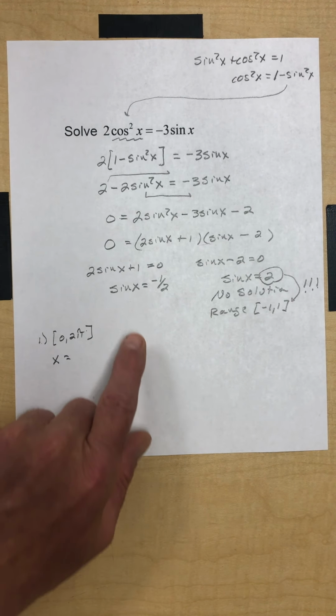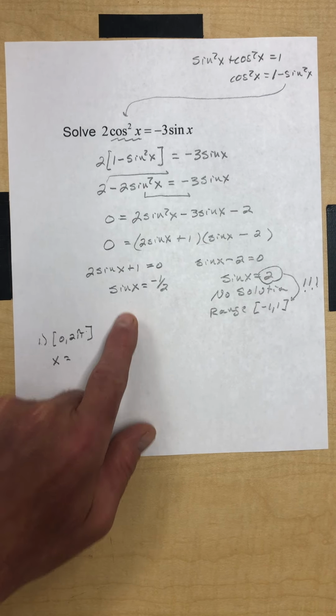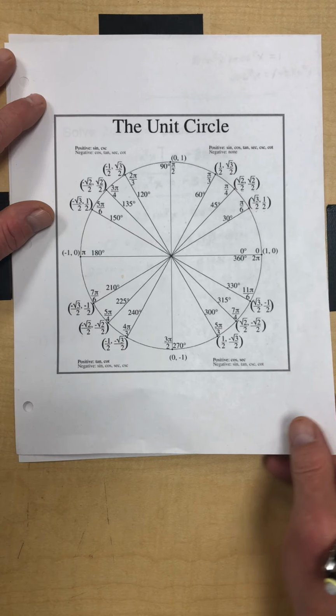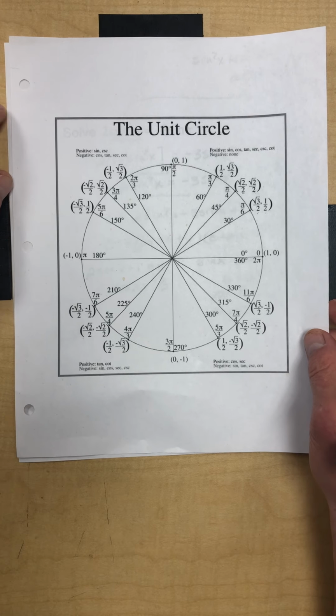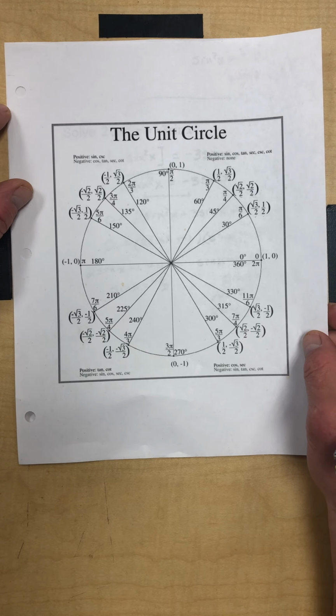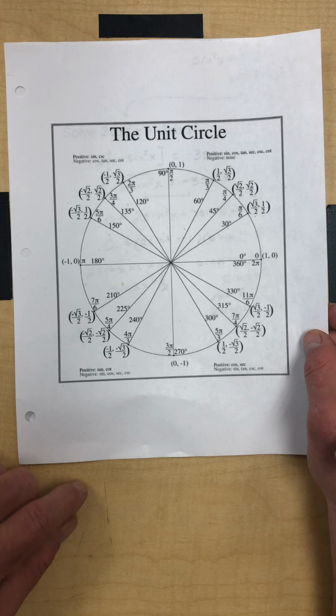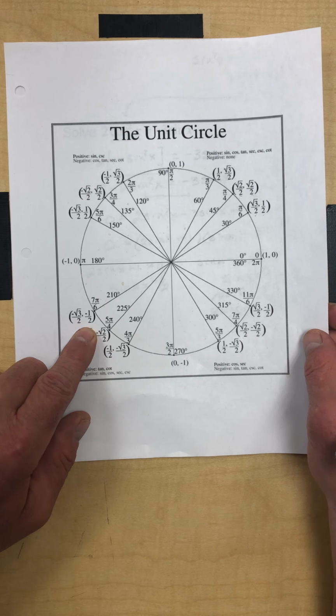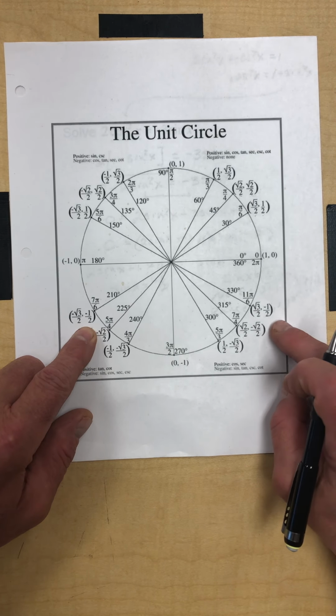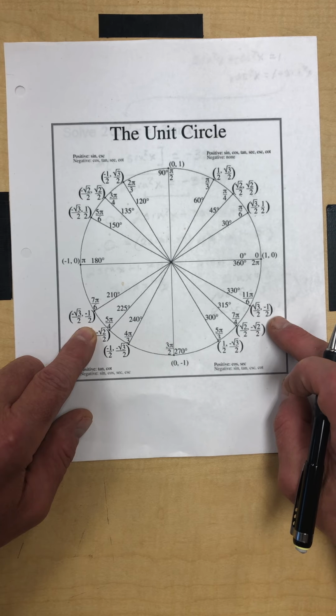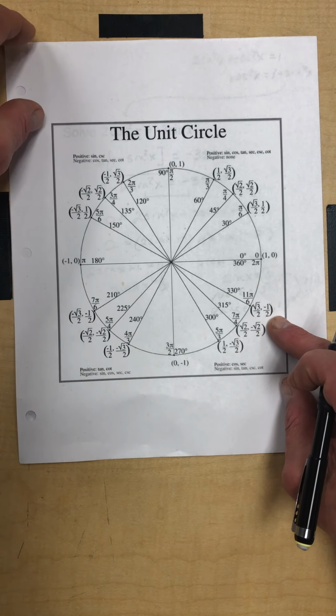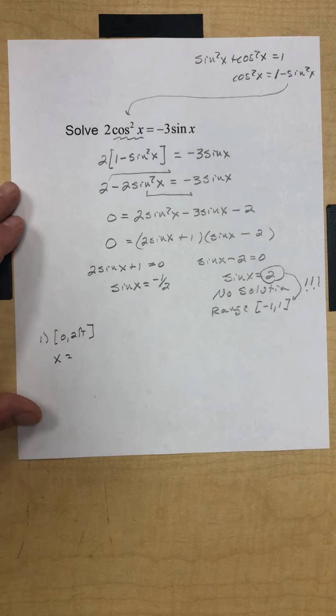when is the sine negative 1/2? Remember, sine is our y-coordinate, so when is the y-coordinate negative 1/2? It looks to me like that happens at 7 pi over 6 and 11 pi over 6. So we have two solutions, 7 pi over 6 and 11 pi over 6.